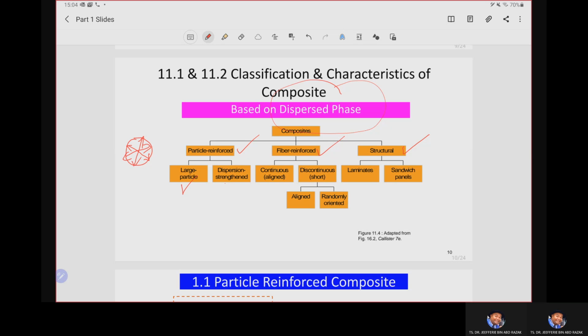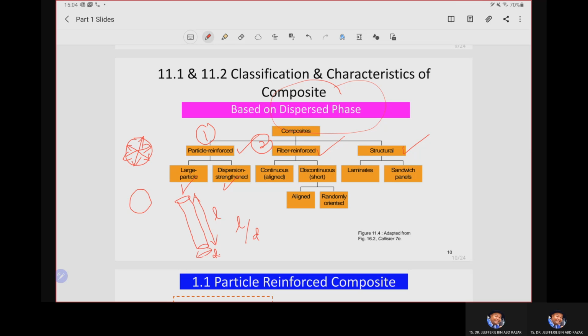But for fiber reinforced composite, this is the second category of classification based on the dispersed phase. All right, the dispersed phase has a geometry of large length to diameter ratio. If it is particle reinforced, we can see it as spherical or particulate in shape. But for the fiber, they have a certain length, the larger length here with a smaller diameter. We call it the L over D ratio.